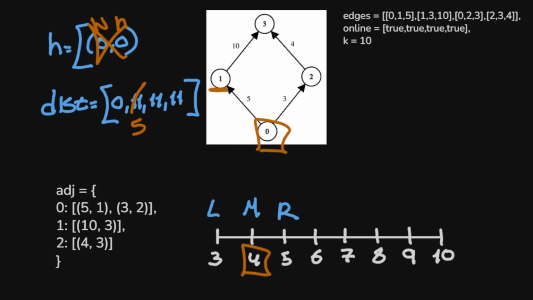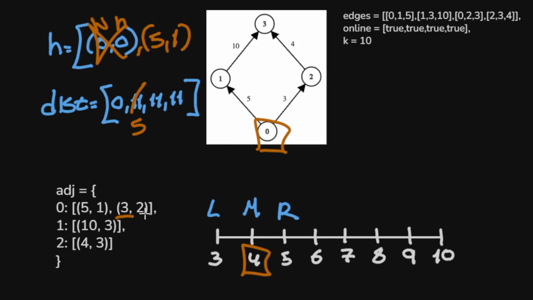Now, given that we can go to this node, we need to add it to the heap. So here we add a tuple with the weight first, the accumulated weight, which is 5, and then the node 1. Now from 0 we have one more neighbor, node number 2. So what if we try to go here?